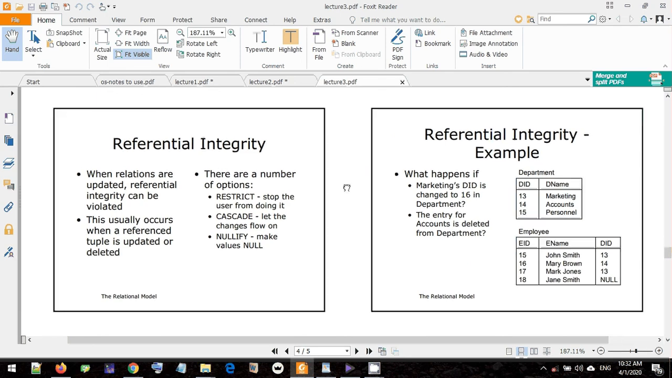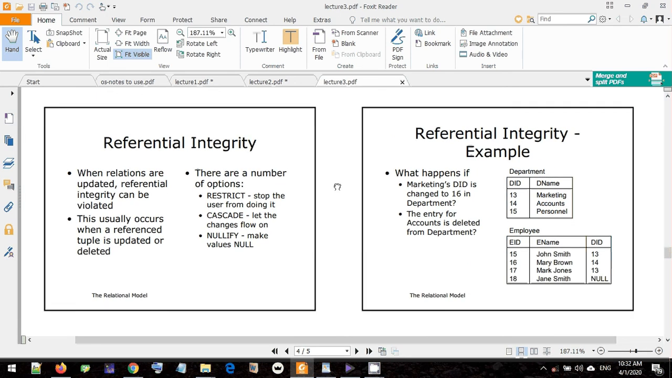Referential integrity. When relations are updated, the referential integrity could be violated. This means that when you update or edit a relation, you can change the properties it respects. In order to avoid such violations, you have three options. We could restrict, cascade, or nullify updates.